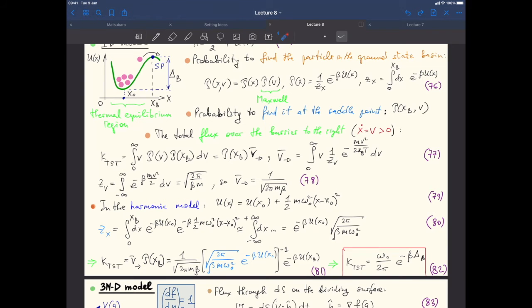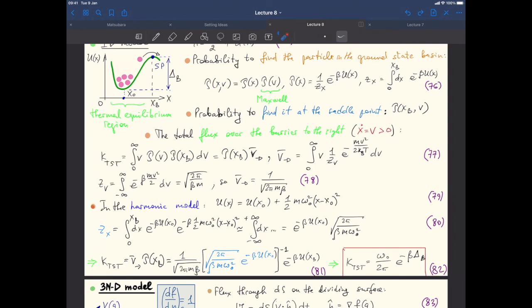Fine. Now we have all the ingredients, because our probability p to find a particle at the top of the potential energy barrier would be 1 over Zx, and Zx is here, times an exponential at x equal xb. And the rate is given by that product. So we have v to the right, average, and the probability to be at the top of the barrier. So this is my v. This is Zx to the minus 1, the one we just calculated. And this is the exponent for x equal xb.